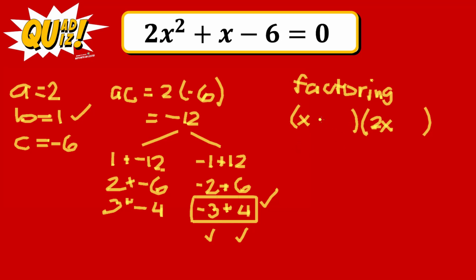But if we're going to place them automatically, let's say here and here, look at the result of the last term on the FOIL method. Negative 3 times 4. That's not negative 6, it's negative 12 actually. So there is still something I need to do. And this is unique if our A coefficient is no longer equal to 1.